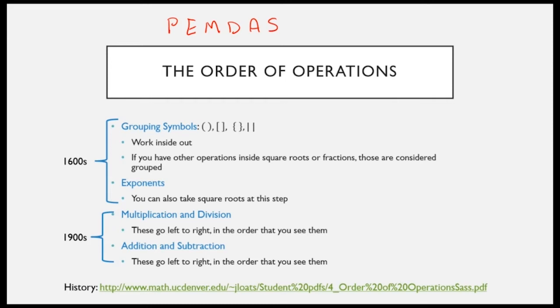So we have this acronym PEMDAS, but it's a guide because it doesn't include the other grouping symbols. It doesn't include square roots. And it's misleading because it makes you think that multiplication is always first or addition is always first, and that is incorrect. It's always whichever you hit first, going left to right. So keep in mind that you can't just follow PEMDAS exactly as written. It's a shortcut, but there are more nuances to it.